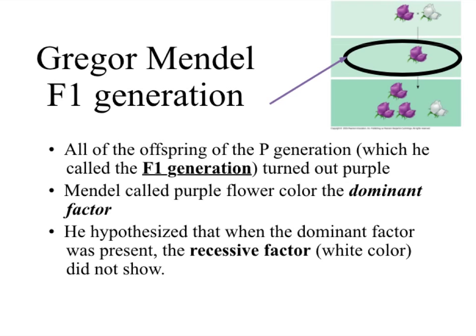Next came the F1 generation, and the F1 generation is the first offspring generation. Okay? All of the offspring in this case were purple. So what he determined was that purple color in flowers was the dominant color over white, which means that if it had a dominant factor, it would show that. So the purple was the dominant factor, the flowers would be purple. Okay, so if he had a dominant one, he also considered that there had to be a recessive one, and that would have been the white color.